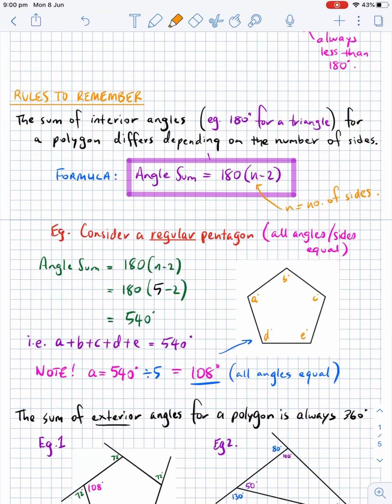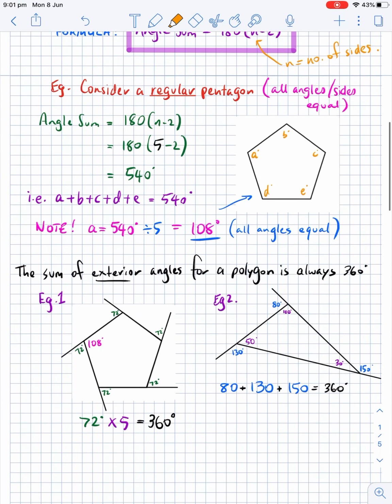A regular shape is where all angles and sides are equal. So using the formula, our n is going to change to 5 for a pentagon, and that's going to make 540. So that means the angle sum of this pentagon here is 540. So A plus B plus C plus D plus E, all these angles here, they're going to add up to 540. Because all the angles are equal, we can take that 540 and divide by 5, and we can figure out that each of these angles is equal to 108.